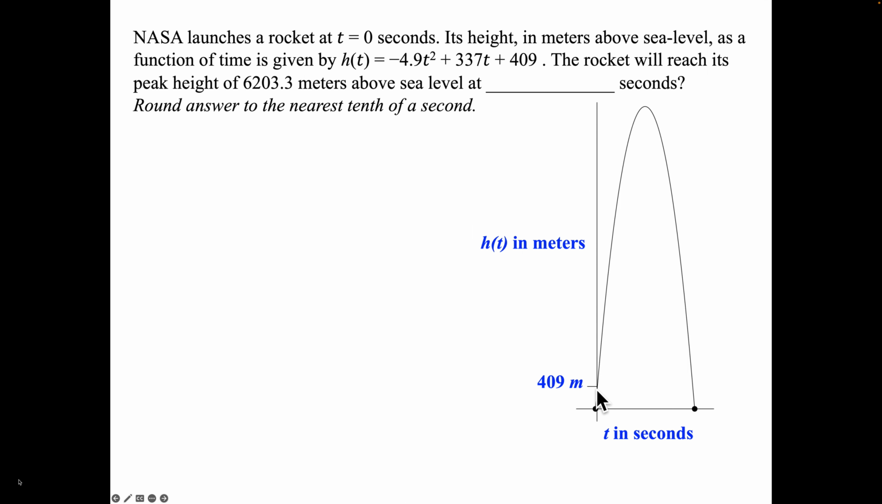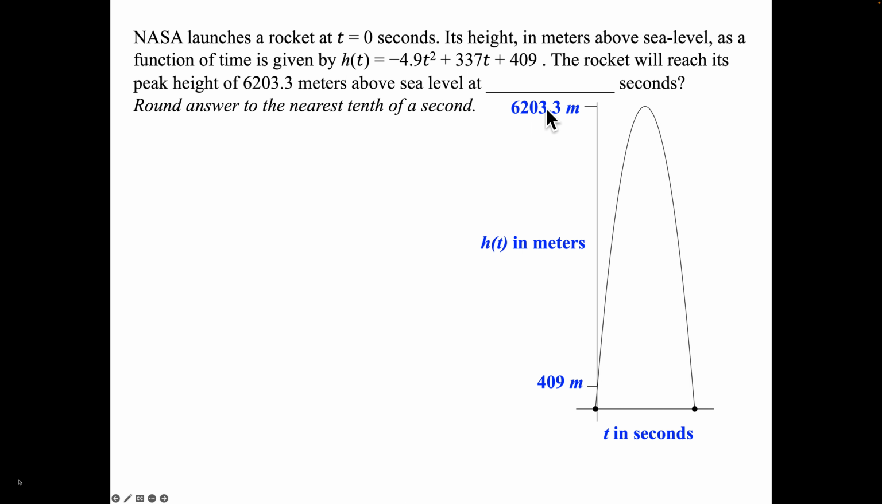And right here where it crosses the y-axis, that's when t is equal to 0. It's at 409 meters off the ground. It might be launching this off of a cliff or something nearby. Then the rocket is going to go up in the air as time ticks by. This, please understand, is not the path of the rocket. This is just comparing t in seconds with the height. And it's going to give us a parabola shape.